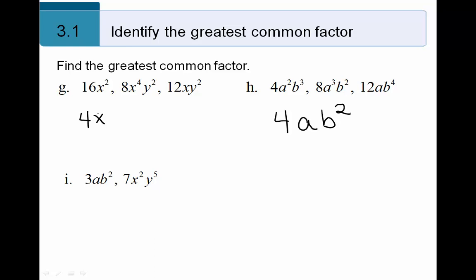Now look at I. The greatest common factor of 3 and 7: well, the factors of 3 are 1 and 3, and the factors of 7 are 1 and 7. So the GCF there is 1. They do not have any variables in common. So the greatest common factor of these two terms would just be 1.